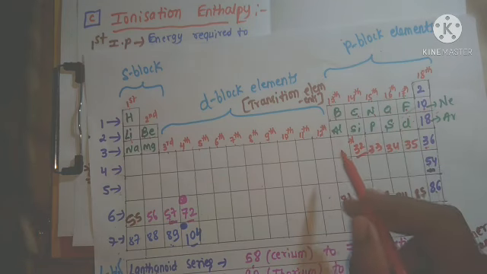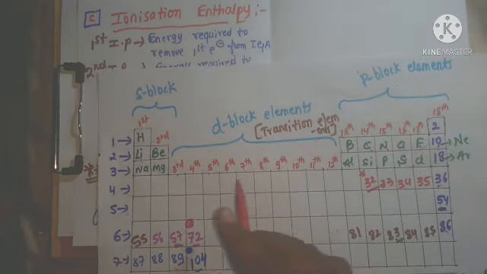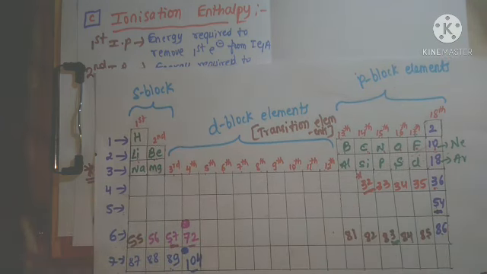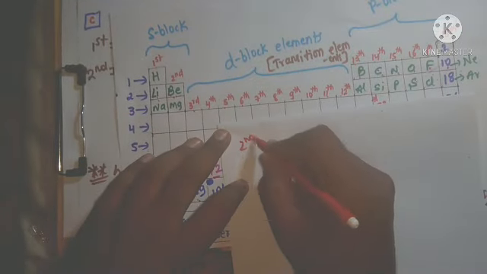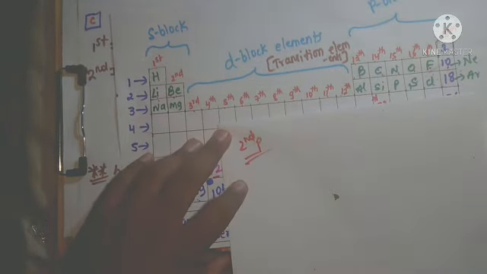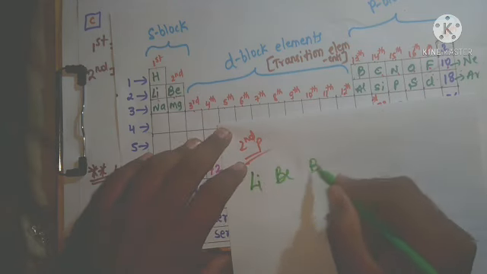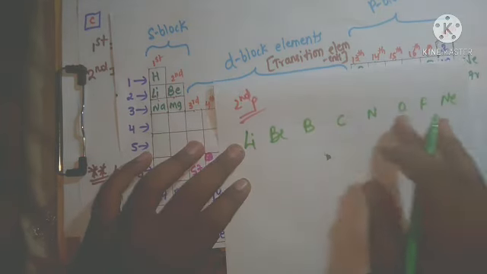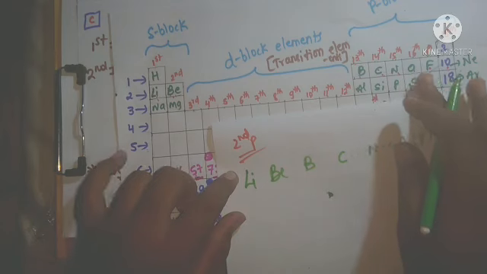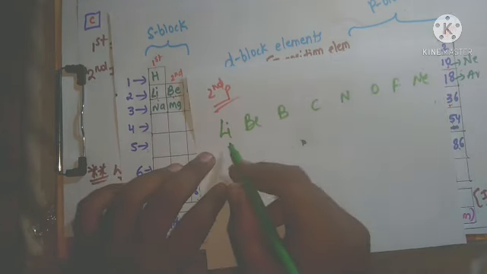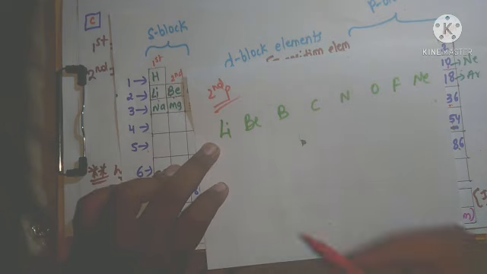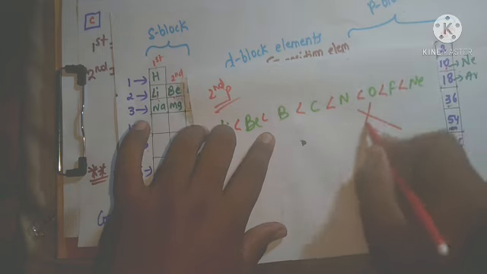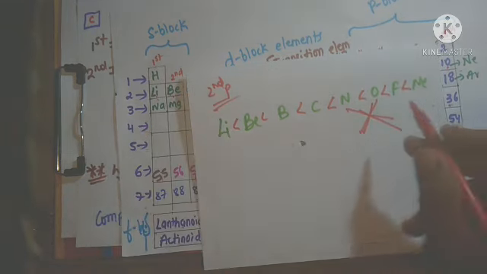It will be completely wrong, because just check here, beryllium to boron. I am taking two elements, beryllium and boron. Now, ionization enthalpy for the second period: lithium, beryllium, boron, carbon, nitrogen, oxygen, fluorine, neon, right? These are the elements of the second period, and along the period ionization potential goes on increasing. If you write in this order, it is wrong.